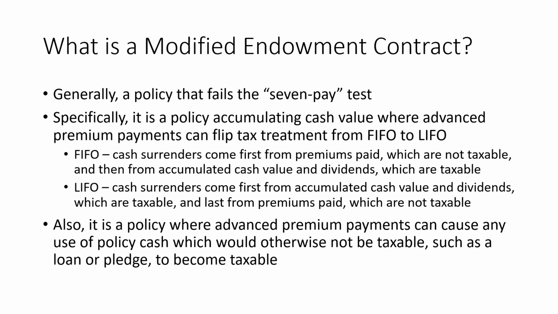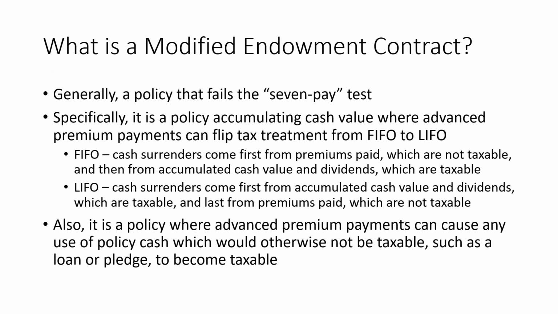Now, what is a modified endowment contract? Well, generally, it's a life insurance policy that fails what's known as the 7-pay test, and we'll look at that in a minute. But really, what that means is that if there's a policy that accumulates cash value and you have advanced or accelerated premium payments, then the rate of acceleration of those premium payments could flip the tax treatment of the policy from FIFO to LIFO. That means first in, first out versus last in, first out.